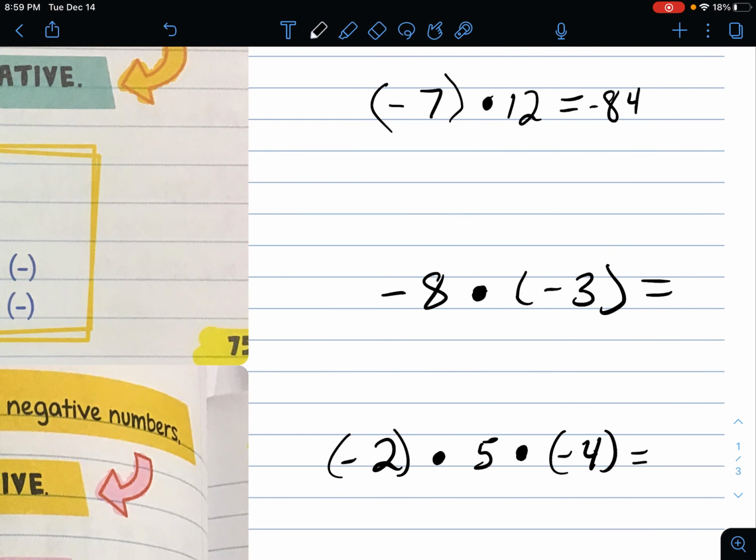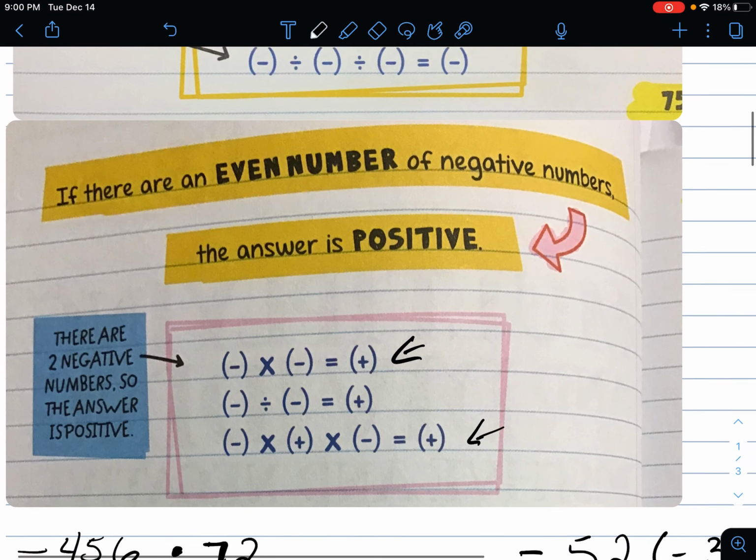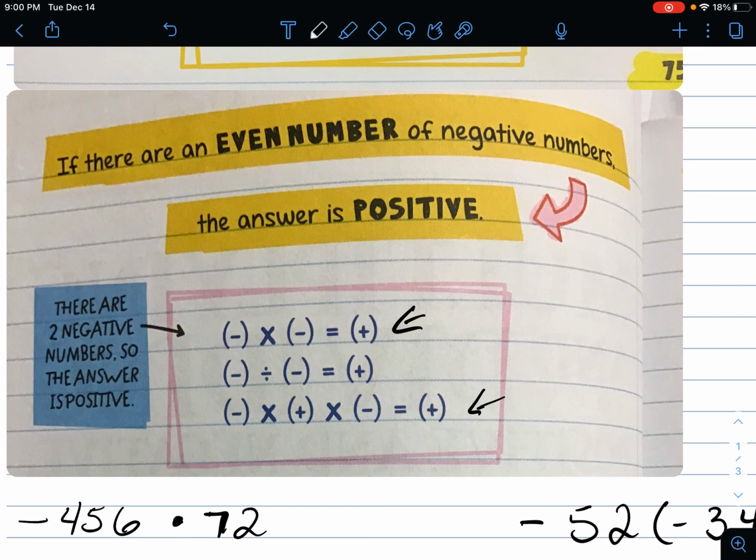Okay, then negative 8 times negative 3. So now you have an even number of negatives. When you have an even number of negatives, your outcome is going to be positive. So 8 times 3 is 24. And this kind of goes with this next little picture here. It says if there are an even number of negative numbers, the answer is positive. So a negative times a negative is a positive. A negative divided by a negative is positive. If you have a negative times a positive times a negative, there are 2 negatives, which is an even number of negatives. Therefore, your outcome is going to be positive.